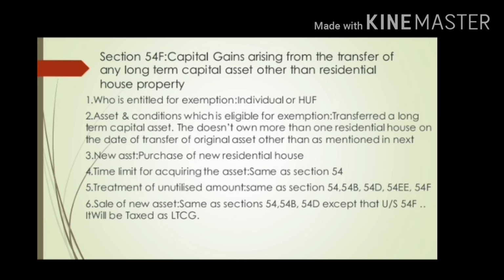Then the asset the assessee should acquire to get the benefit is purchase or construction of a new residential house. Then the time limit for acquiring the new asset is same as section 54, means within 1 year before or 2 years after transfer in case of purchase, or 3 years after transfer in case of construction.